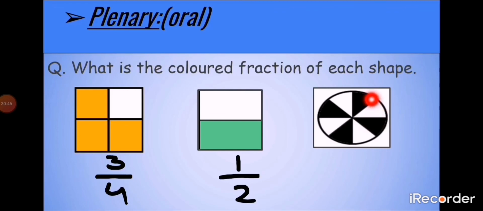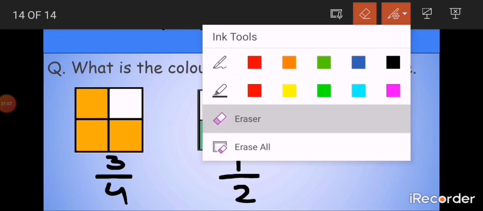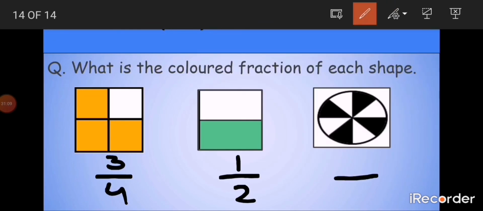Now look at the third shape. Look at this circle. How many parts does it have? It is again divided into equal parts. It means it has a fraction. So count the number of the parts here. 1, 2, 3, 4, 5, 6, 7, 8. Total parts are 8. First I am going to write 8 below the line, because the total number of parts we write down is the denominator.